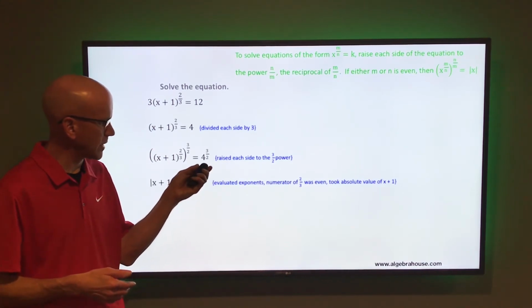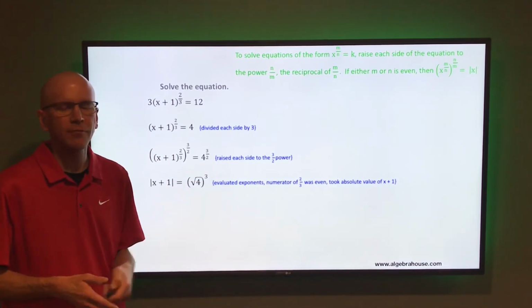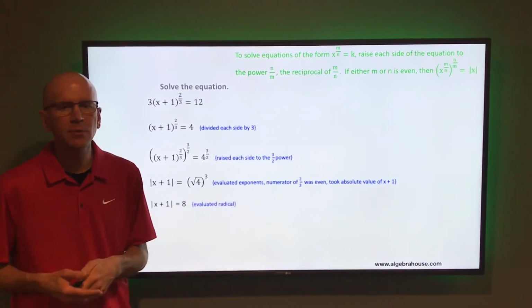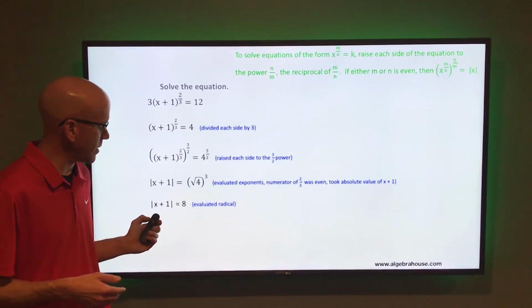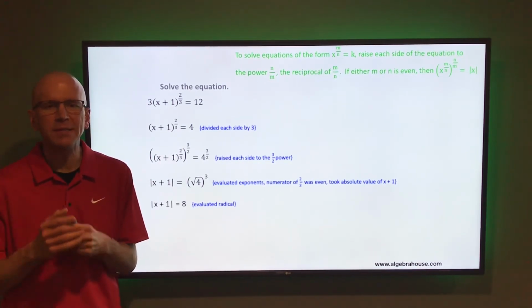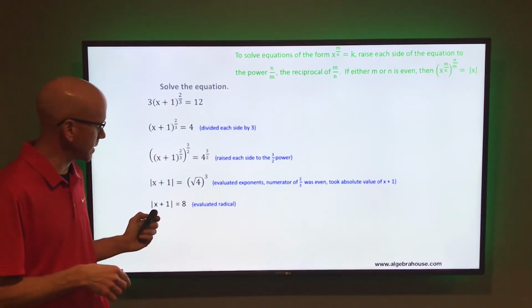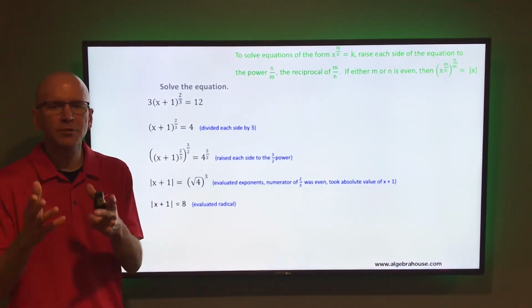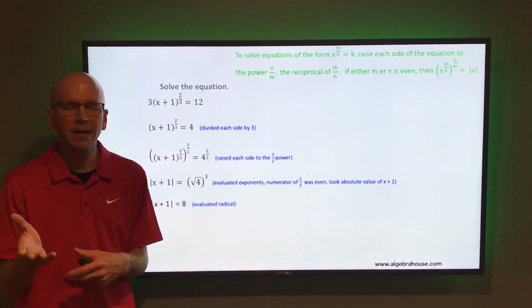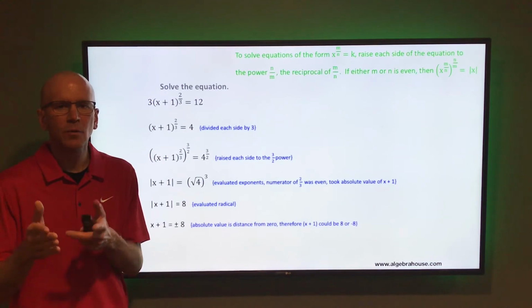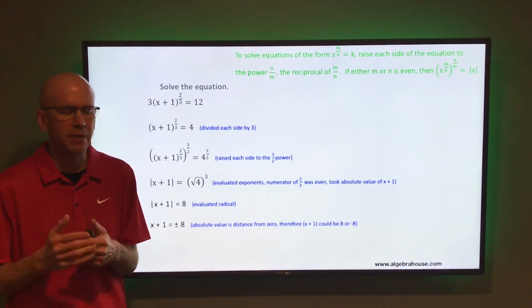Now on the right, when you take 4 to the 3/2, that is the square root of 4 to the 3rd power. The square root of 4 is 2, so that would be 2 to the 3rd, which is 8. So we have the absolute value of x plus 1 equals 8. Now remember, absolute value means distance from 0. So this says the distance that x plus 1 is from 0 is 8. Well, there are two numbers that are 8 away from 0, -8 and +8. So x plus 1 could be equal to 8, or x plus 1 could be equal to -8.